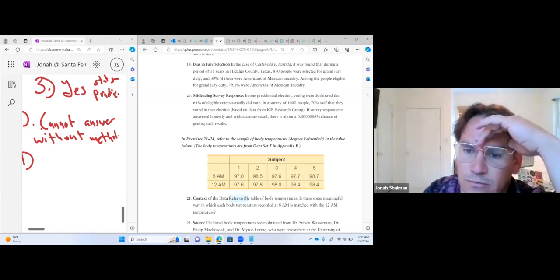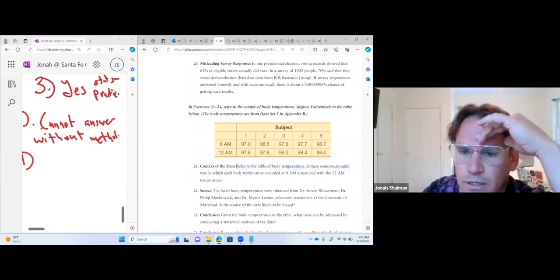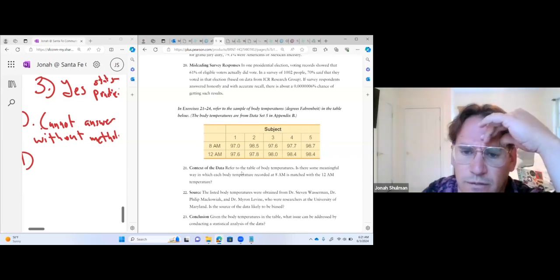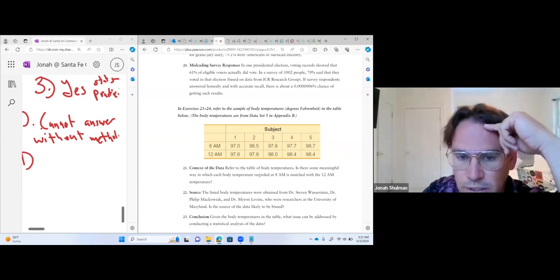Refer to the table of body temperatures. Is there some meaningful way in which each body temperature recorded at 8 a.m. is matched with the 12 a.m. temperature? I believe so. I believe that they're very similar. They're all within about 1 degree of each other or less than 1 degree. So that's what I would say. I think each body temperature is matched.